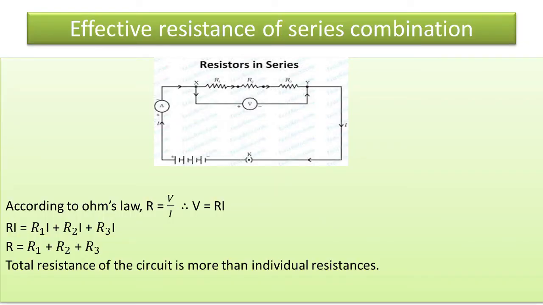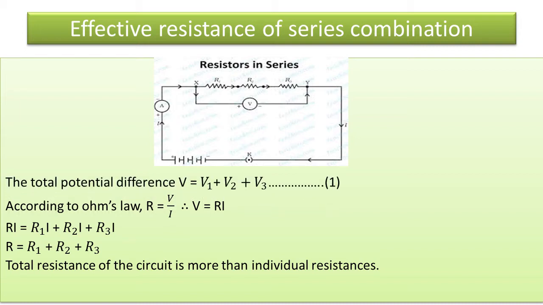Now let us find out total resistance of the circuit, that is R. Just now we have discussed total potential difference of the circuit is V is equal to V1 plus V2 plus V3. Now what is V1, V2, V3? V1 is the potential difference available to first resistor, V2 is the potential difference available to second one, and V3 is the potential difference available to third resistor. Let us consider this as equation number 1. Now based on this, we will find out total resistance of the circuit.